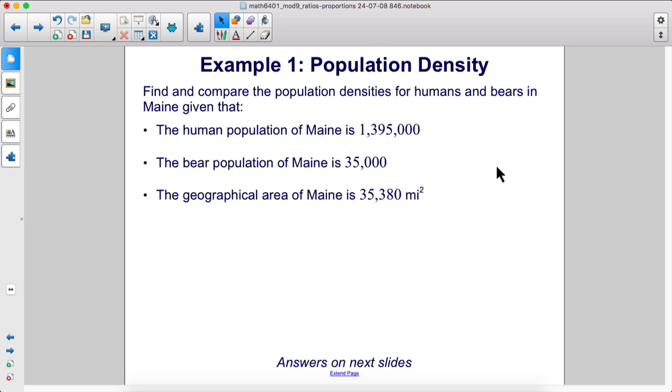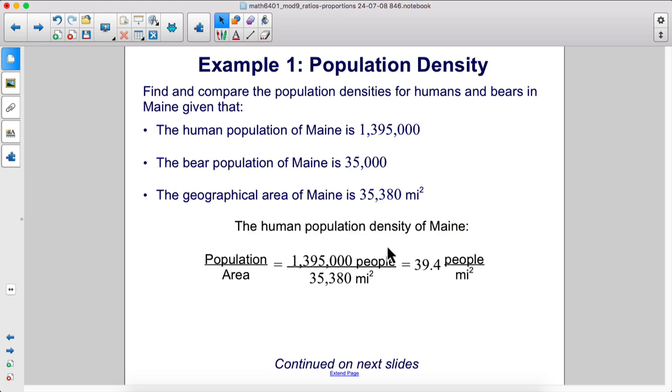Find and compare the population densities for humans and bears in Maine, given that the human population of Maine is 1,395,000, the bear population of Maine is 35,000, and the geographical area of Maine is 35,380 square miles. The human population density of Maine: we're going to take the people population divided by the square mileage of Maine, and we get 39.4 people per square mile.